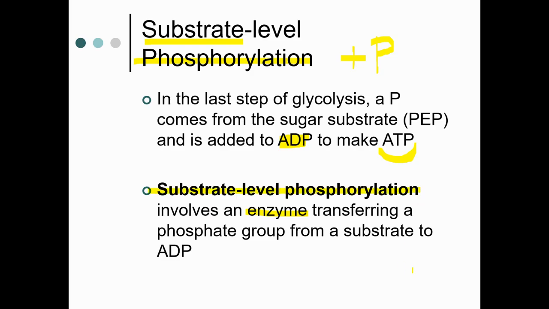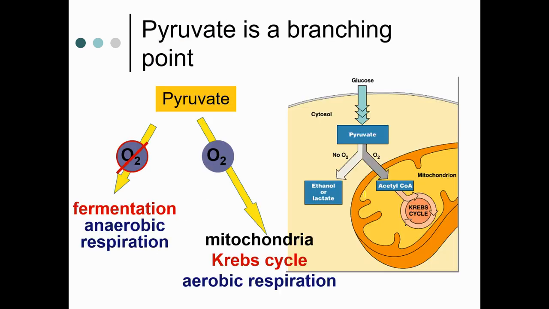Now, just as a quick review, in substrate level phosphorylation, we got 2 ATP. Keep that in mind because we're going to be comparing this type of phosphorylation to another type. All right, so this is our branching point, and we're almost done with this video. I know it kind of feels a little overwhelming, but at this point we have made 2 pyruvates. Now this is our branching point.